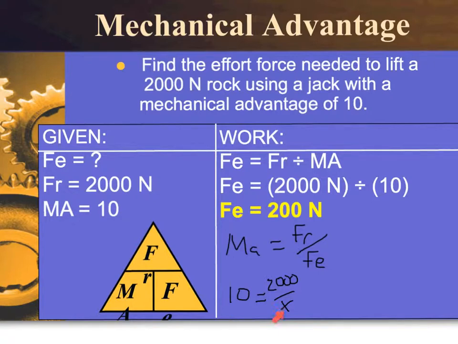Now by doing this algebraically, we would get 10x equals 2,000, and then we would take our 2,000 divided by 10, and we would get our x as being 200 newtons. So again, most of our physical science problems can be solved by basic algebra.